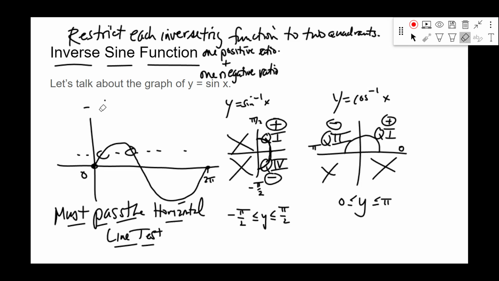All right, let's talk about inverse tan. Let me erase some of this stuff that's here.